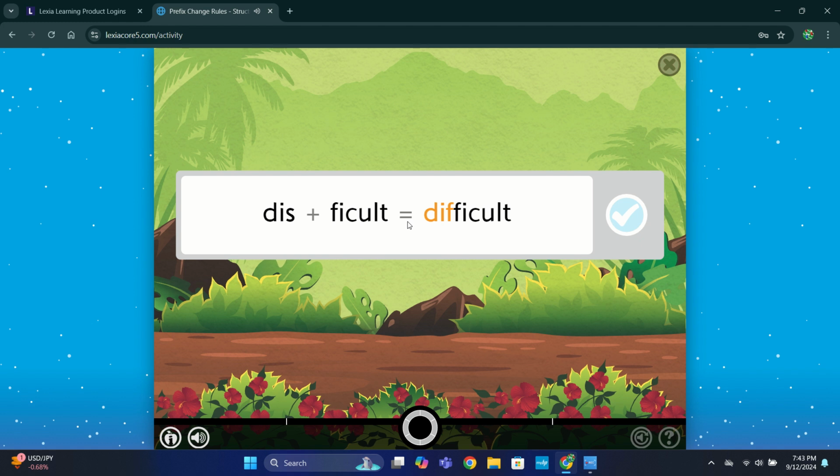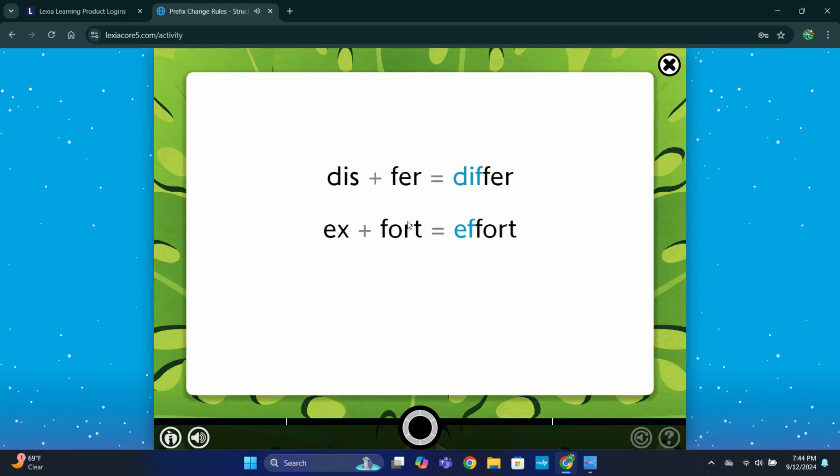The last letter of the prefix changes to the first letter of the root to make it easier to say. Difficult. The prefix dis changes to the first letter of the root when it begins with F, as in differ. The prefix ex also changes when the root begins with F, as in effort.